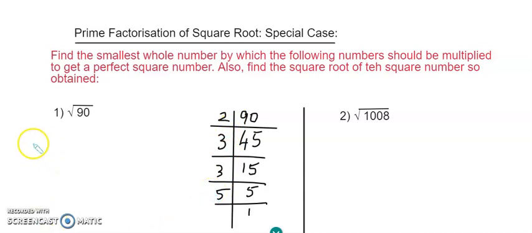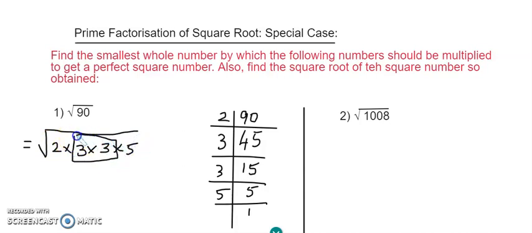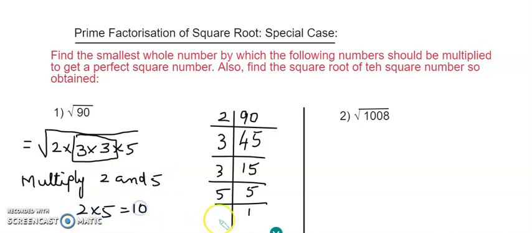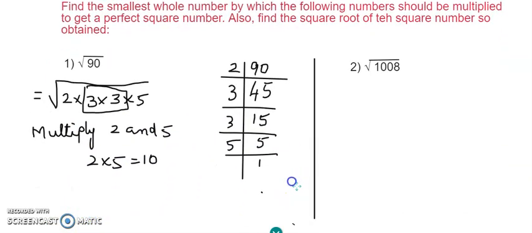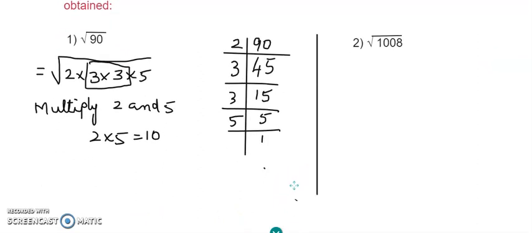Let's write down the factors of 90. The factors of 90 we get are 2, 3, 3, 5. Now, only the 3 is in a pair. So I need to make a pair of 2 and 5. That means we have to multiply by 2 and 5 to make it a perfect square. So 2 multiplied by 5 equals 10, which is the smallest number that I should multiply to get the perfect square.